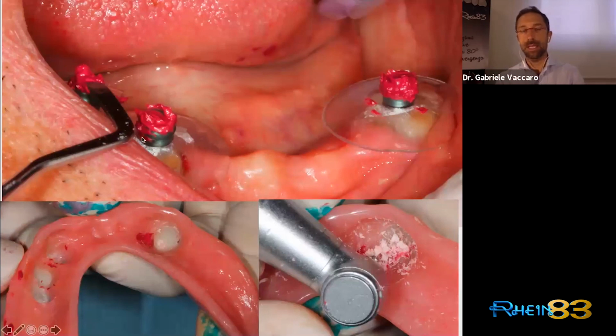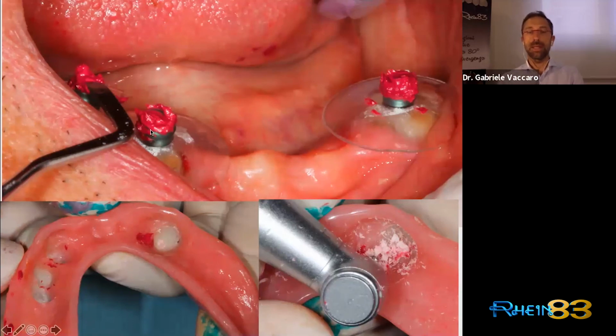Always remember that the root and the pivot are an anchor or retention system, not a supporting system. They are not implants. This is not an overdenture over a bar. So the only function is to hold the denture in its place. So you don't want any contact between this and this.